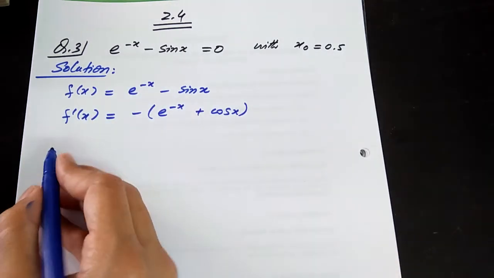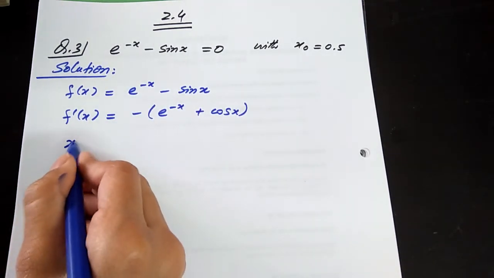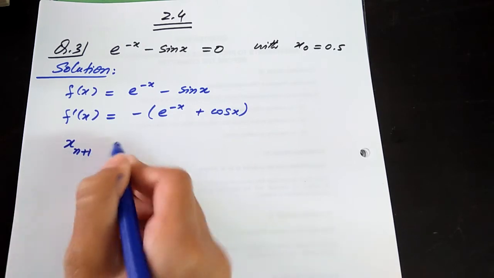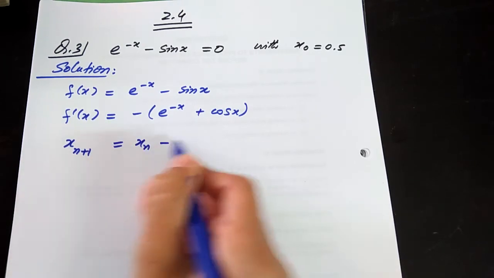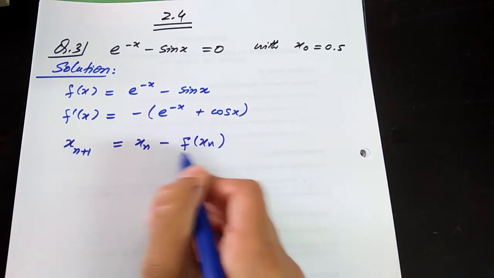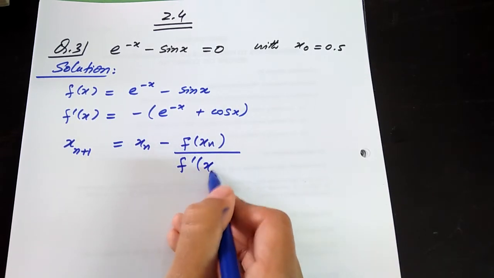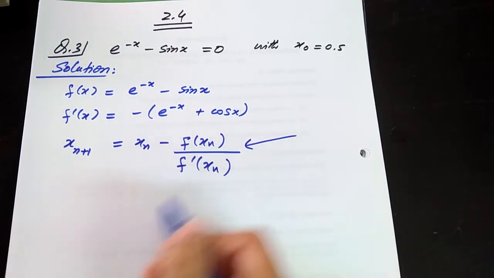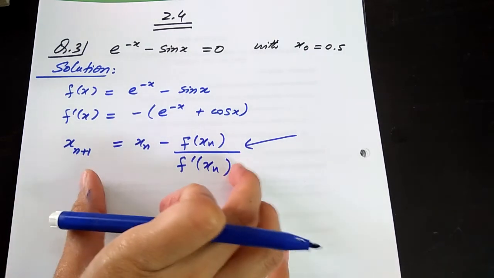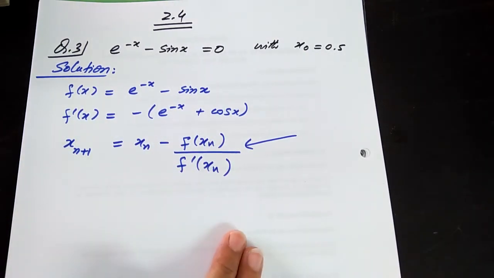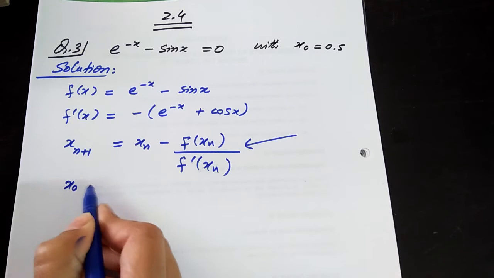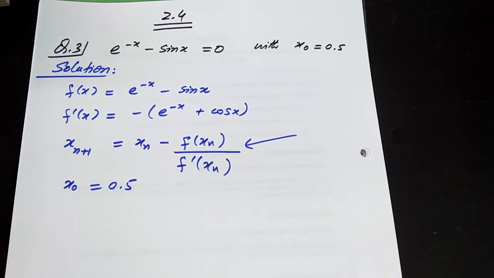Now using the Newton-Raphson method gives us x n plus 1 equals x n minus f of x n divided by f dash of x n. This is the general formula for the Newton-Raphson method. You just memorize it and use this formula. Now x naught value is given here, that is 0.5.